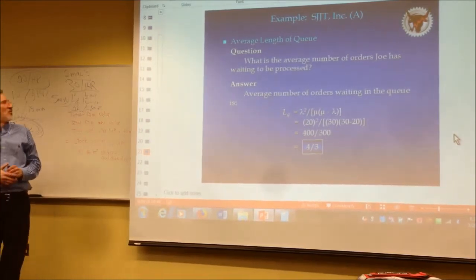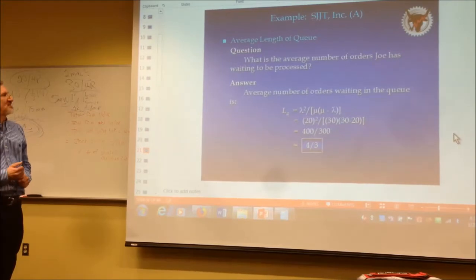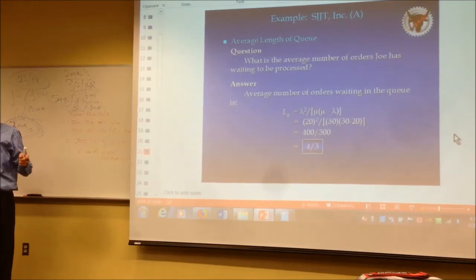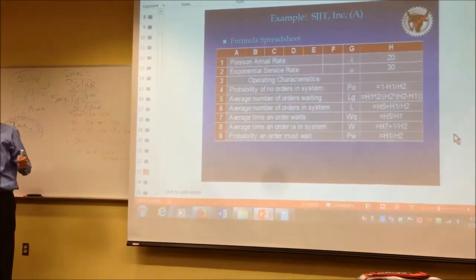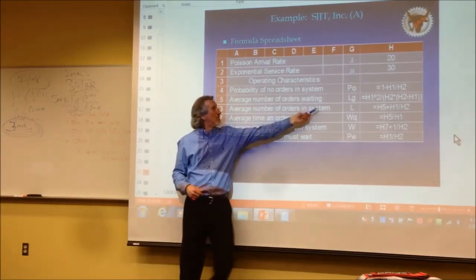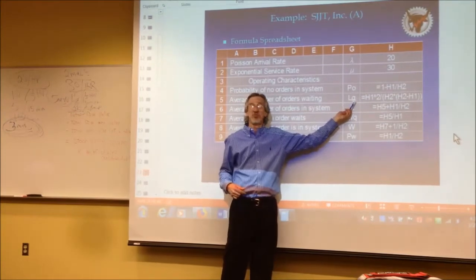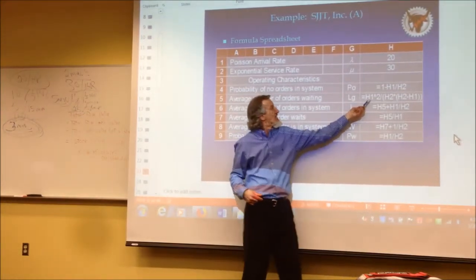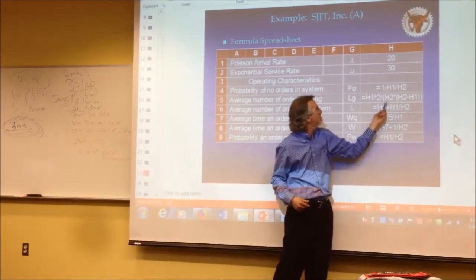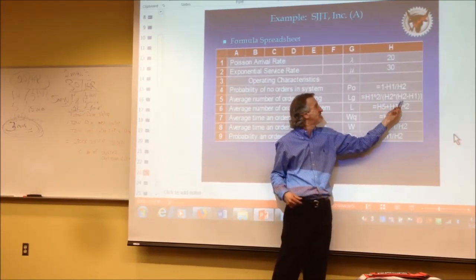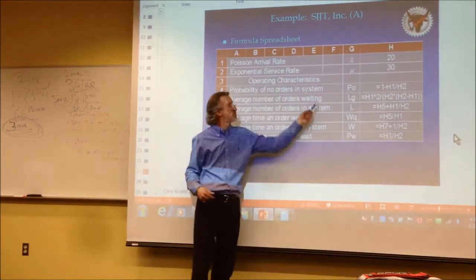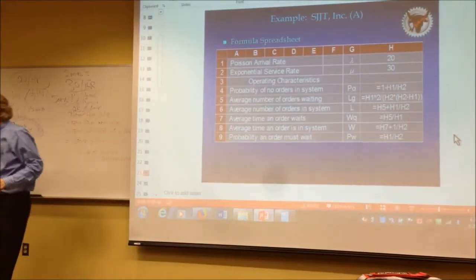Here we go. What is the average number of orders Joe has waiting to be processed? Average number of orders waiting to be processed. Look at the 6. Which one just got described? Right there. Average number of orders waiting. That's a G, but that's really supposed to be a Q, by the way. L sub Q. It says lambda squared. Take our arrival rate, square it, and divide it by, parentheses, our service rate times service rate minus arrival rate. Divide that into there, you'll have the average number of orders waiting.